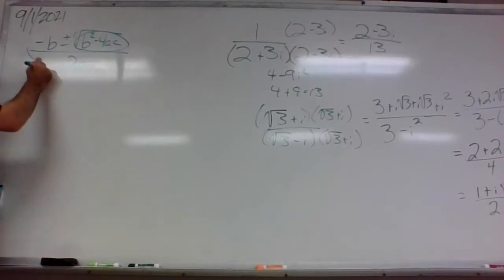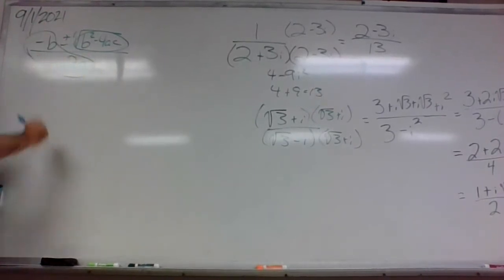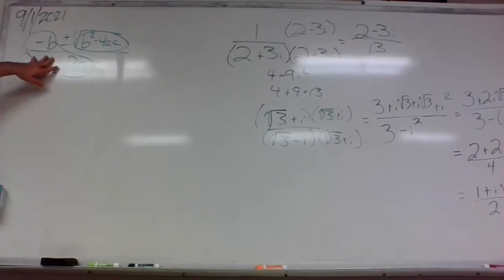And remember, we also use this part for, what did we use that part for? Finding the vertex when we were graphing parabolas, negative b over 2a. We did that earlier.